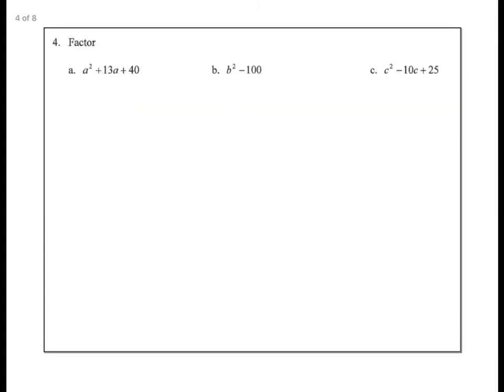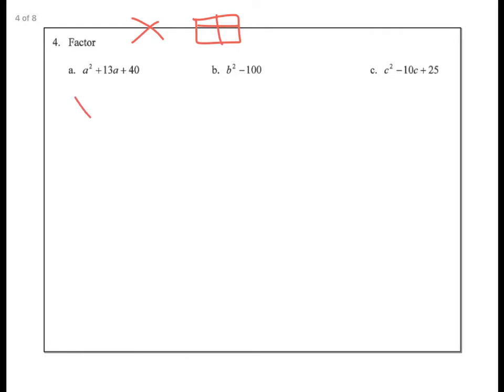Alright, question 4 is the one with a bunch of different trinomials to factor. For these ones, I'll be doing all diamond and box if possible, unless it's a special case. So remember, you can use the diamond and box setup if it works for you. If you don't need it or you have a different strategy, that's totally fine.